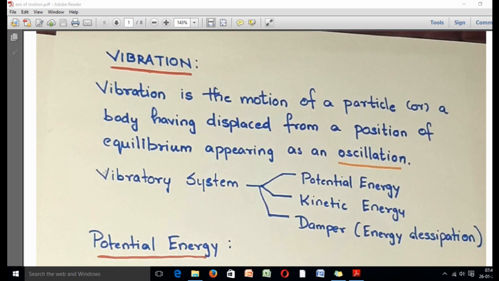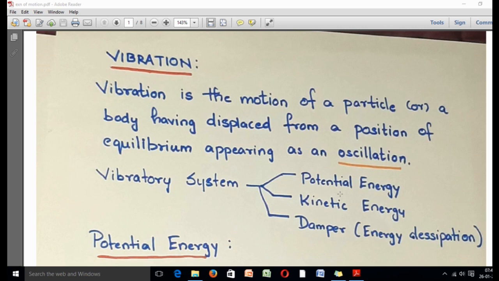A very good example is when you strike a string that is attached at both ends, the string vibrates. That is vibration. The vibratory system comprises a means to store potential energy and kinetic energy, and a means by which the energy is gradually lost or dissipated, and that is called damping.